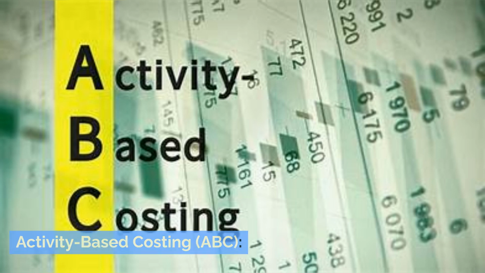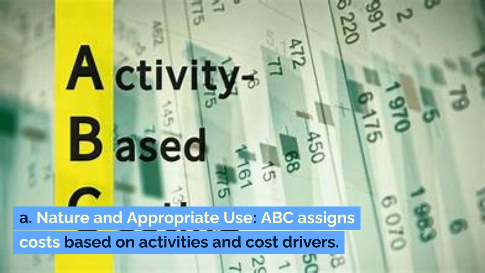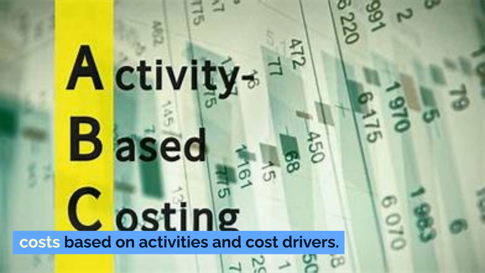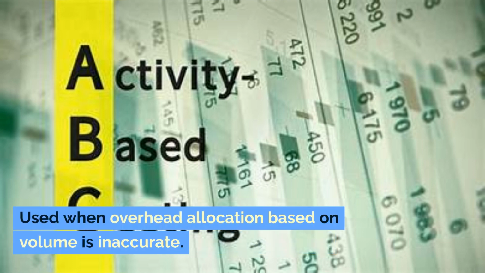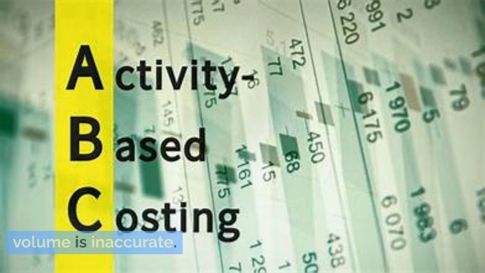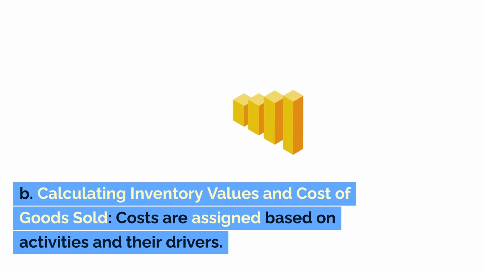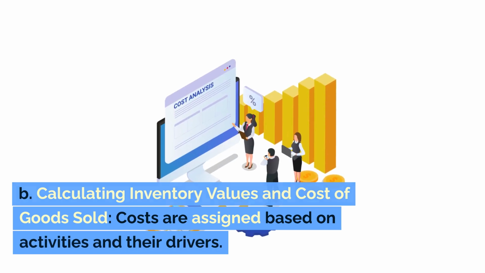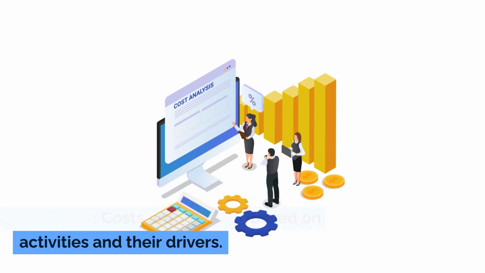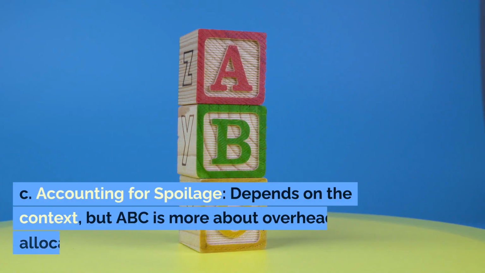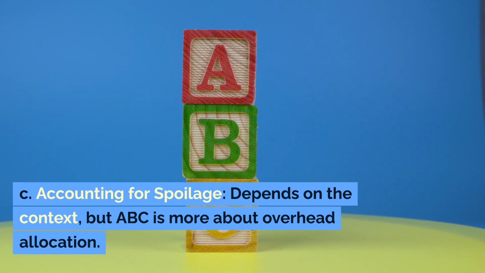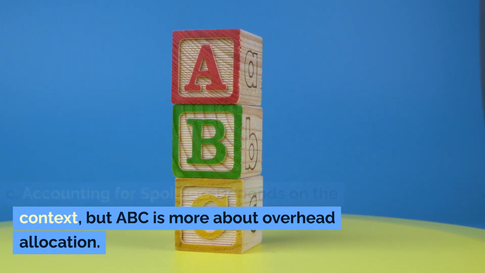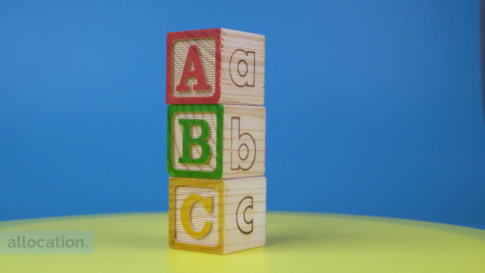Activity-based costing, ABC. A. Nature and appropriate use. ABC assigns costs based on activities and cost drivers. Used when overhead allocation based on volume is inaccurate. B. Calculating inventory values and cost of goods sold. Costs are assigned based on activities and their drivers. C. Accounting for spoilage. Depends on the context, but ABC is more about overhead allocation.